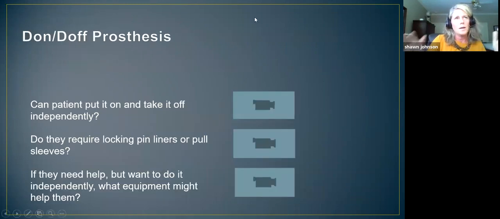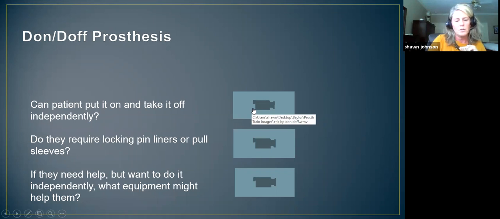Okay, so moving on to don and doff, putting a prosthesis on and taking it off. Can they do it independently? Do they have a locking pin liner, or do they require pull sleeves to pull into their prosthesis? If they need help but want to do it independently, what equipment might help them?